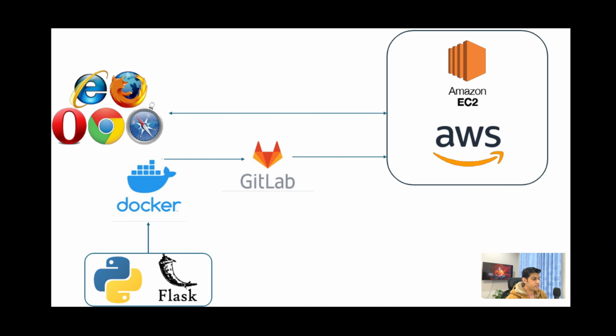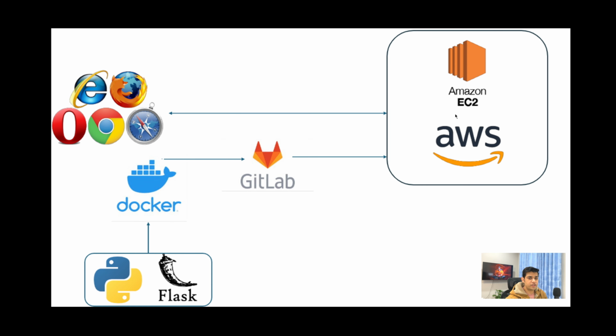I have created a Python and a Flask application, a simple hello world Python application which I'll be deploying onto AWS, but before that I'll be creating a Docker image for my application and I'll be deploying onto AWS using GitLab CI/CD pipeline. Once the application is deployed, we'll be accessing it via browser by using AWS public IPv4.